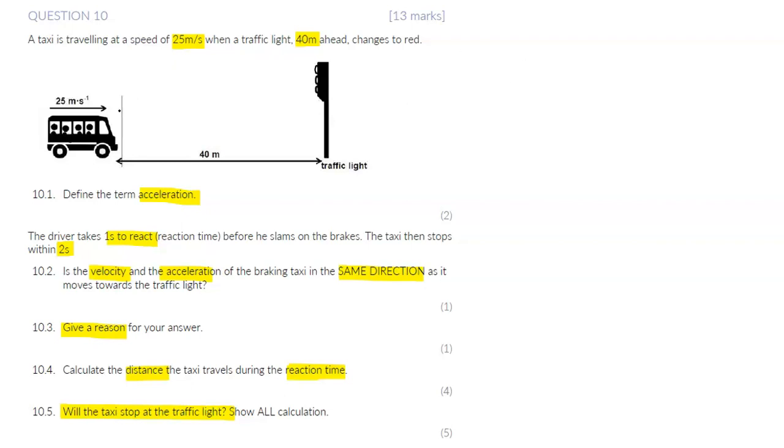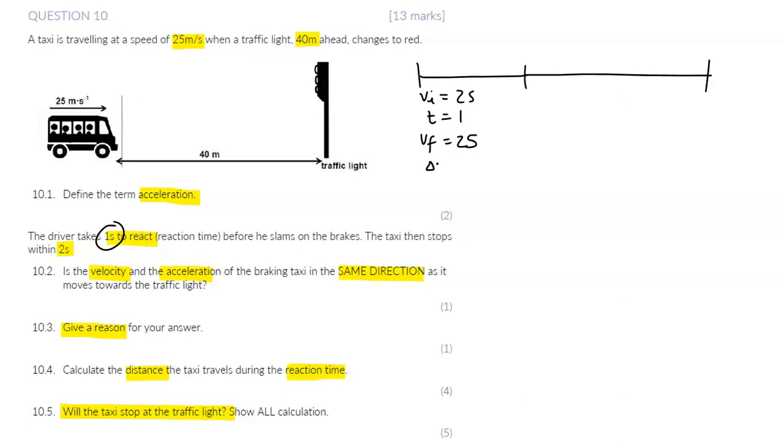So this taxi has 2 parts to its motion. So we have the reaction time where we have an initial velocity of 25. We have a reaction time of 1 second. Our final velocity is also 25 because in that 1 second he hasn't done anything yet. He's only just registering that something's up. We're not exactly sure about the distance. We do know that the acceleration is 0 because he hasn't done anything yet.